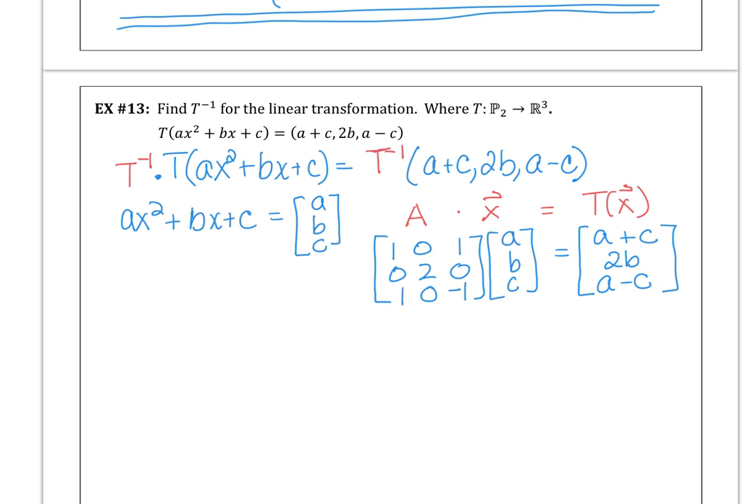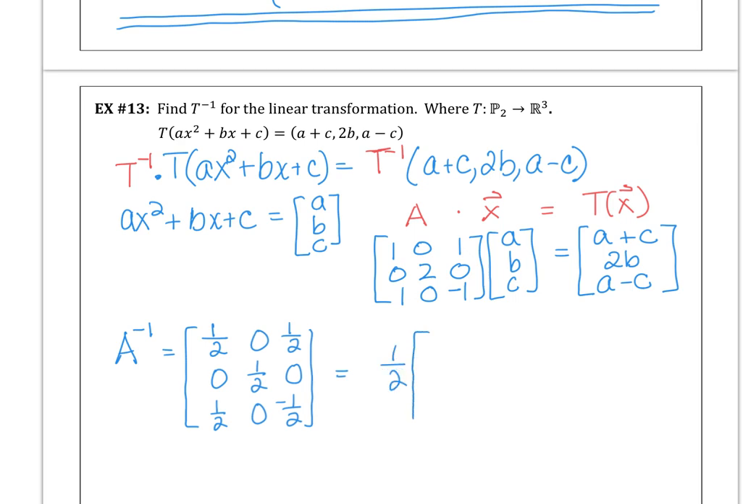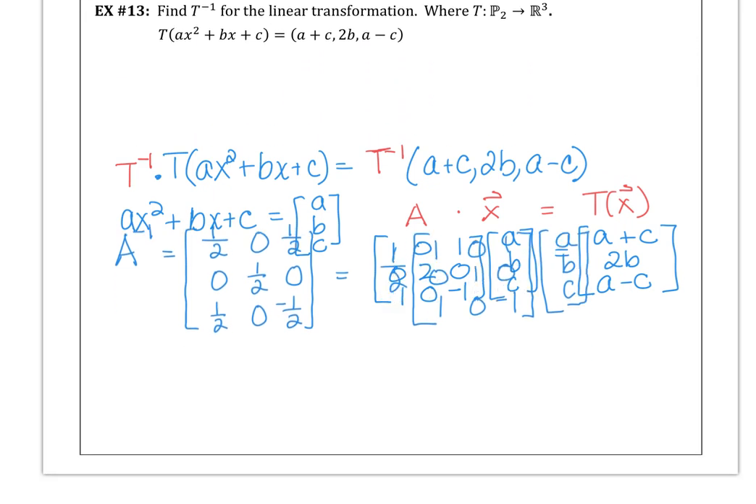Now finding the inverse, A inverse, and again I'm going to use my calculator to do this for me. 1/2, 0, 1/2, 0, 1/2, 0, 1/2, 0, negative 1/2. We can pull the 1/2 out so that we have all ones and zeros. 1, 0, 1, 0, 1, 0, 1, 0, negative 1 times our ABC. That gives us the transformation.